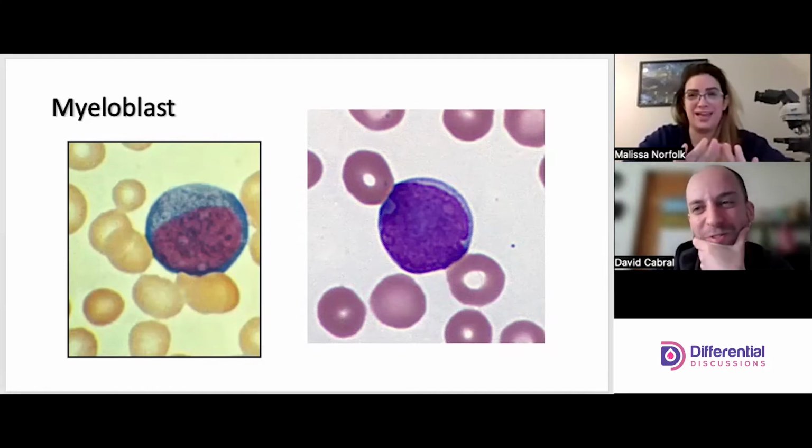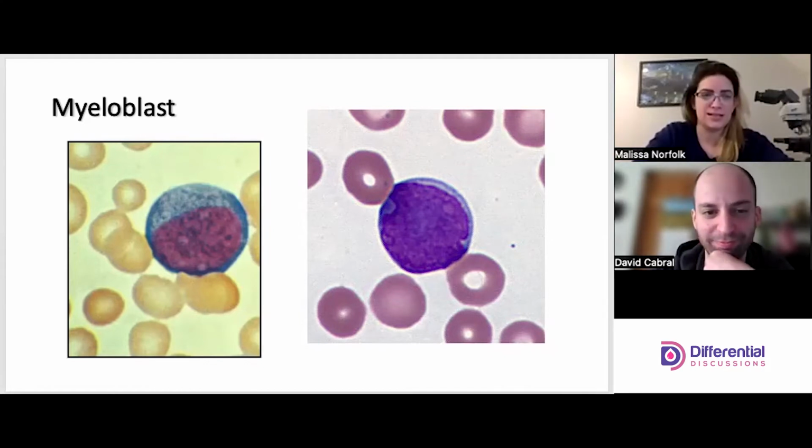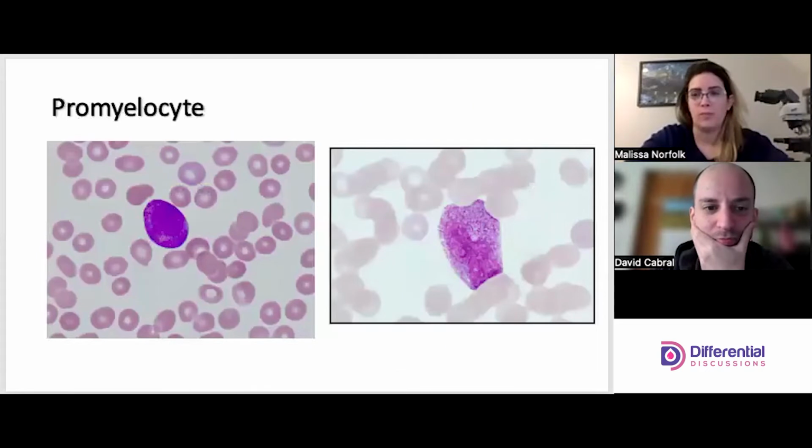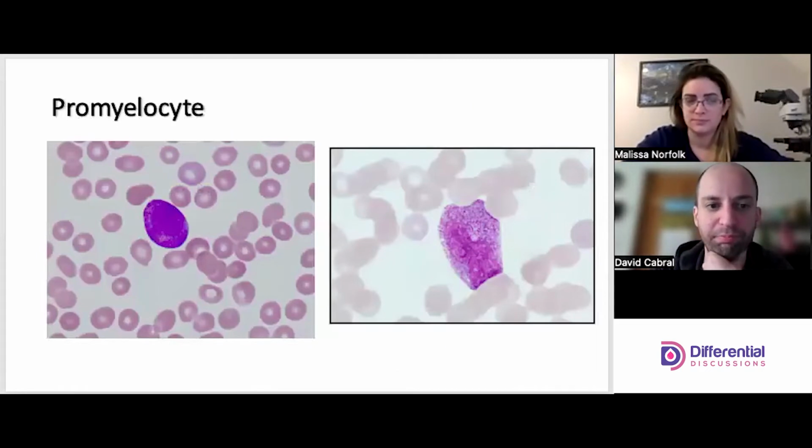All right, so that's a blast. The next stage of neutrophil development is the promyelocyte. Yep. So this is one of the prettiest stages visually.